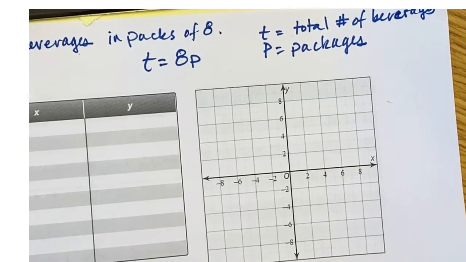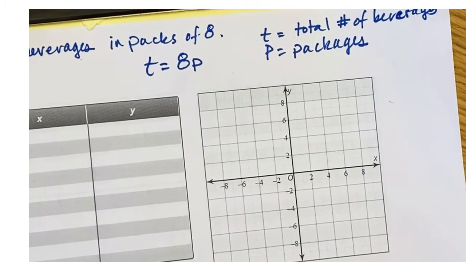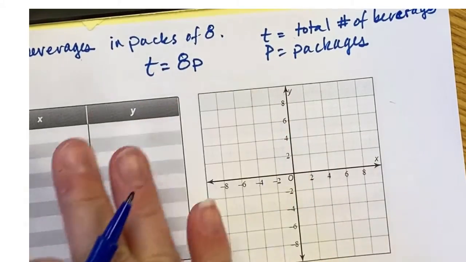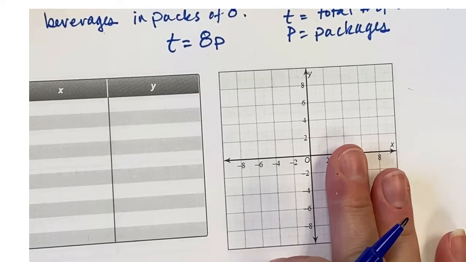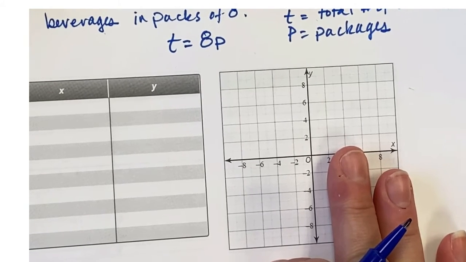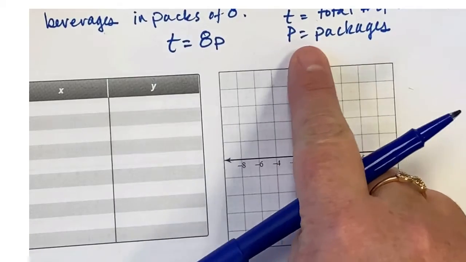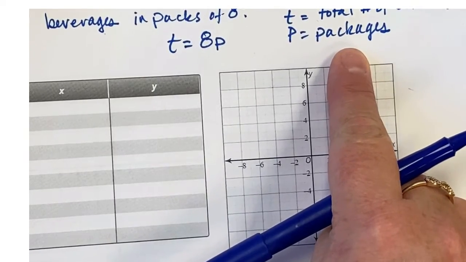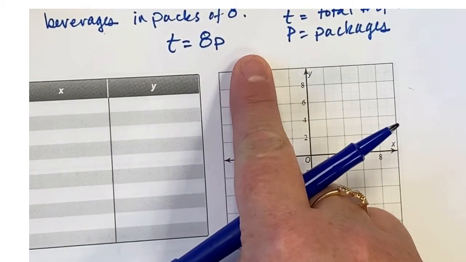Hi, mathematicians. Okay, we're going to bring this all together today and talk about an equation, a table, and now we're going to put it with a graph. And so I'm going to use this example of Ken. He is buying beverages for a party, and the beverages come in packs of 8. So we're going to let P be the number of packages, and T will be the total number of beverages.